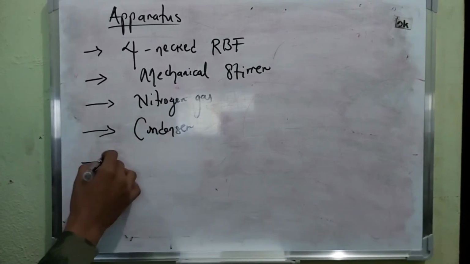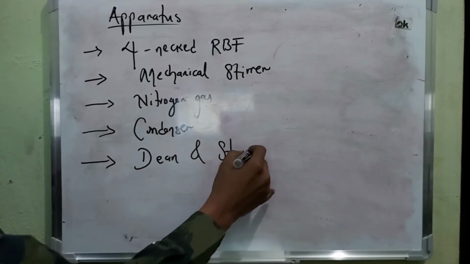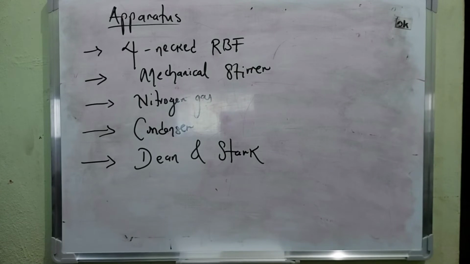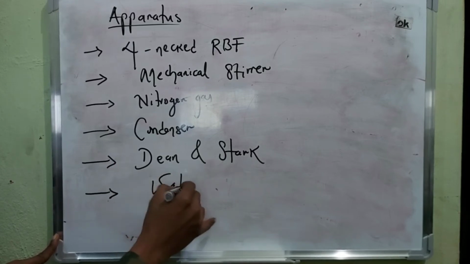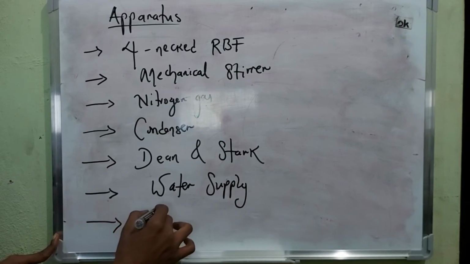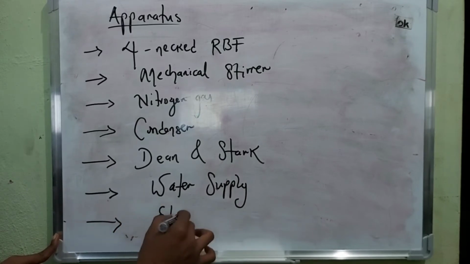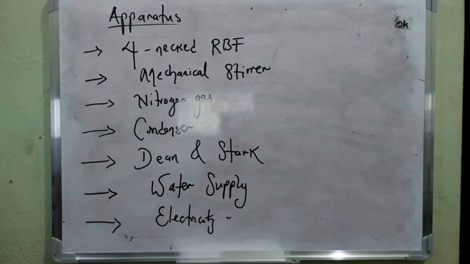So we also need a DIN on stock apparatus. And what else do we need? Yeah, we need constant water supply, very important. And we also need power, electricity, to aid us with the mechanical stirrer. Okay, so now these are the basic apparatus that we need. Other things, your conical flask and beakers, you should have them for your titration.